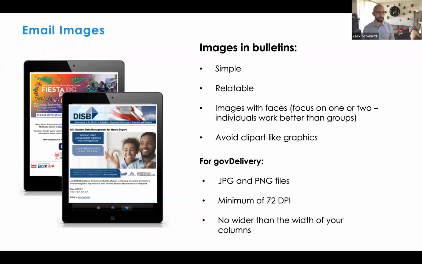And then here's some technical aspects. For govDelivery, you want to have a minimum of 72 DPI. You want to be using JPEG or PNG files, and make sure that those are the same width as your column. You don't want that to be clipped off or have kind of a weird T shape.